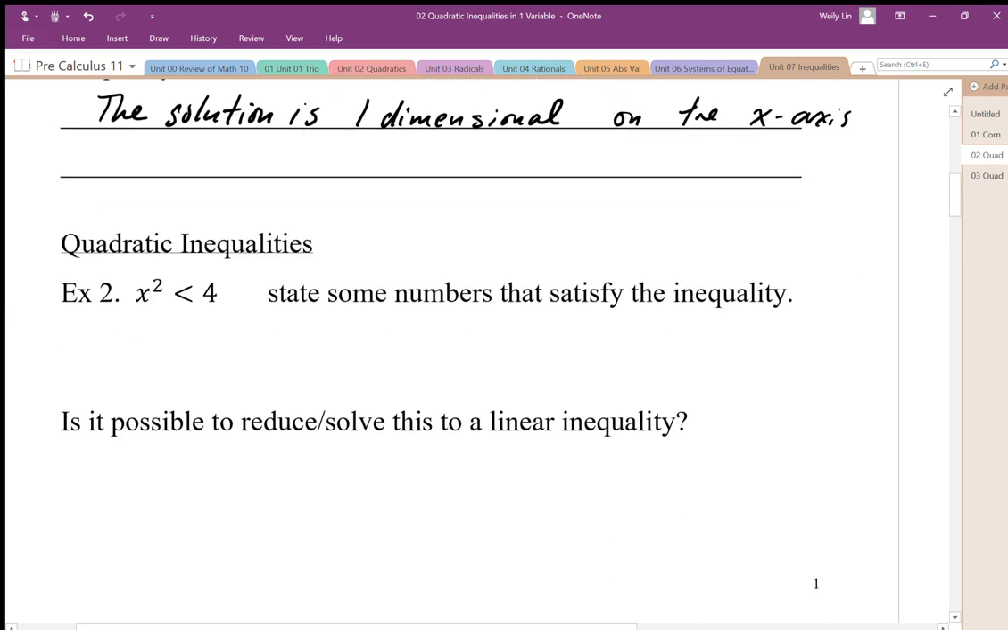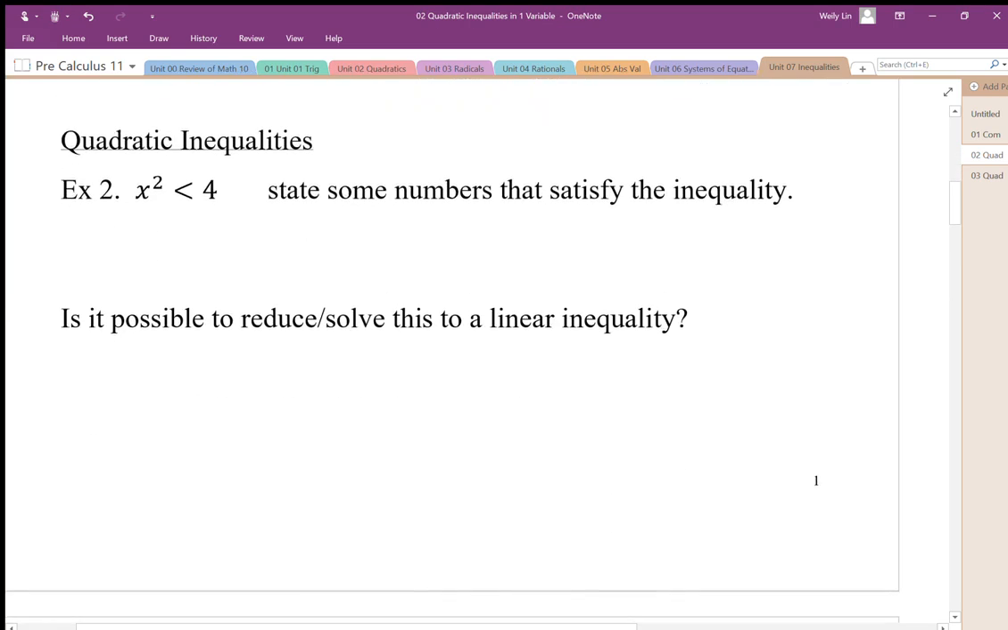Here we have a quadratic inequality. Now, a quadratic inequality is also a one-variable inequality, so the solution should also be one dimension. It's always good to be able to visualize this, so we are going to use a two-dimensional graph to do this. But we can start solving this kind of analytically by just plugging in some numbers. So we can think of some numbers that satisfy this inequality.